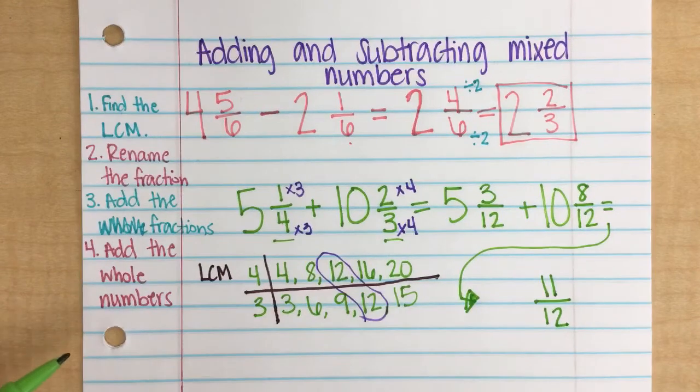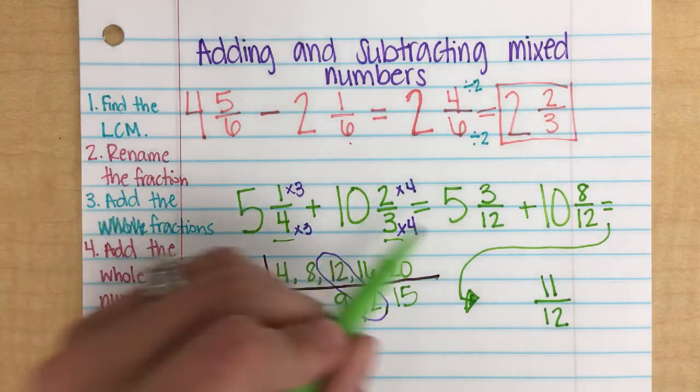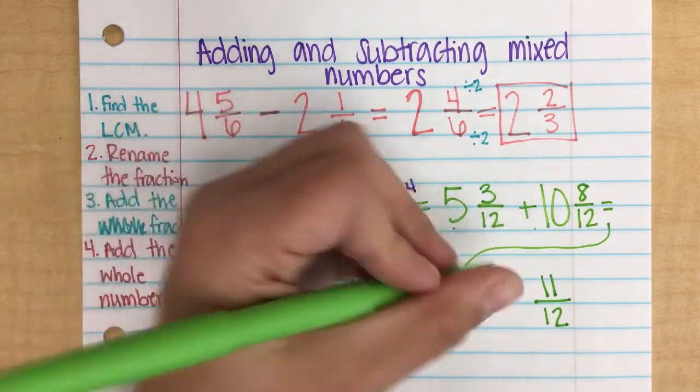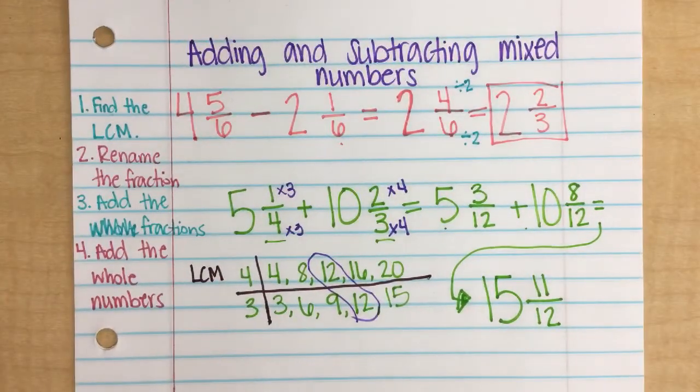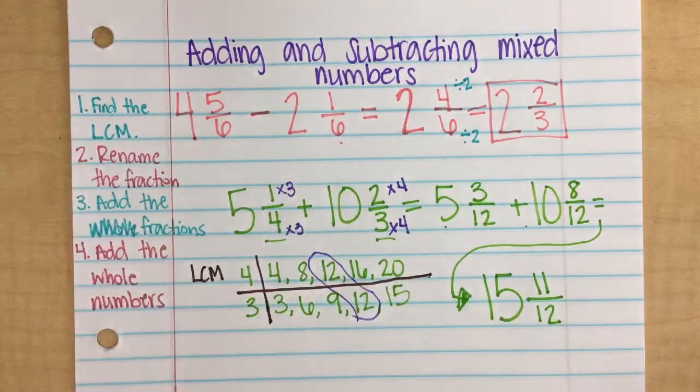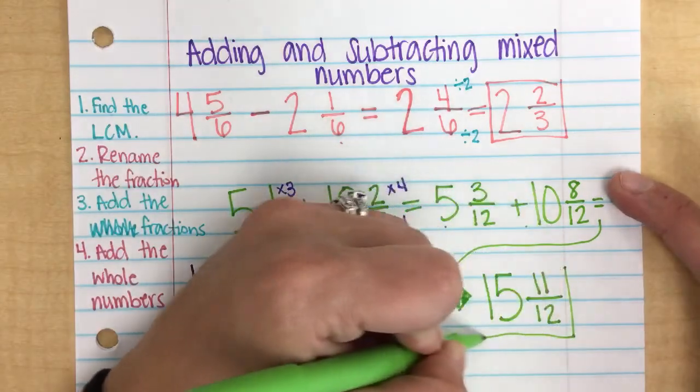Okay, my fourth step is to add my whole numbers. So 5 plus 10 is 15. So my answer is 15 11/12. Now looking at this fraction, it is as simplified as it's going to be able to get. There's not any numbers that can divide evenly into both 11 and 12. So this is my final answer.